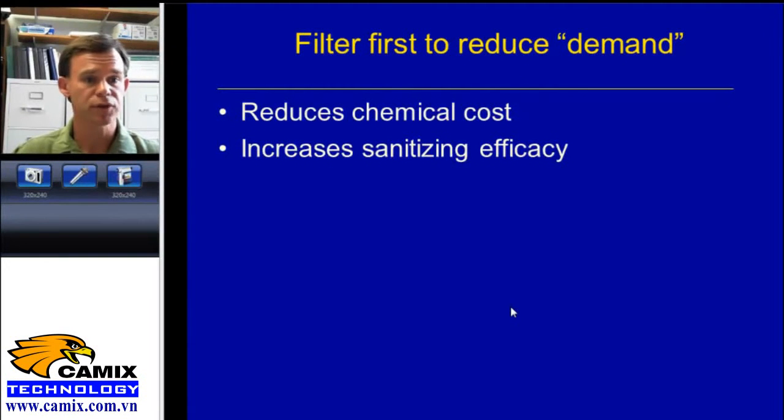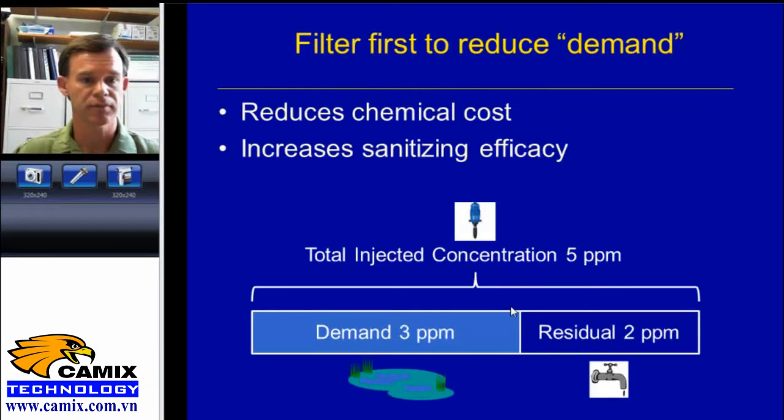So the importance of filtration is to reduce demand, as well as to remove particles that are directly going to clog your irrigation equipment. So putting some investment up front in filtration reduces the chemical cost, and it also increases the likelihood that that chemical is going to be effective against target organisms. And there's this concept of demand here, which is just the difference between what you inject and what you get at the end of the hose.